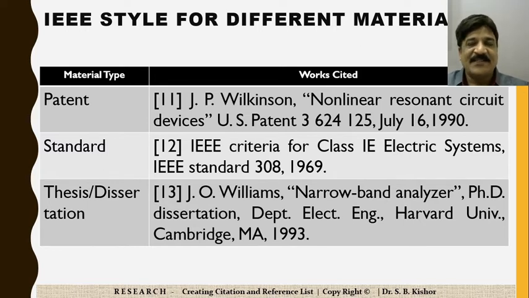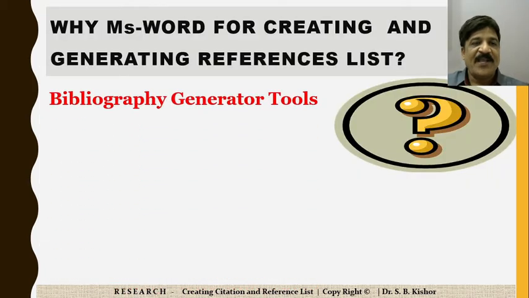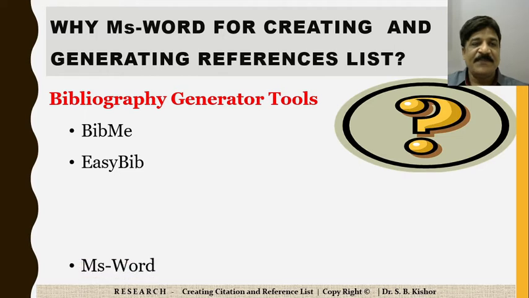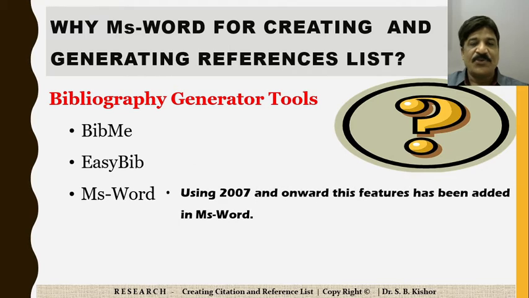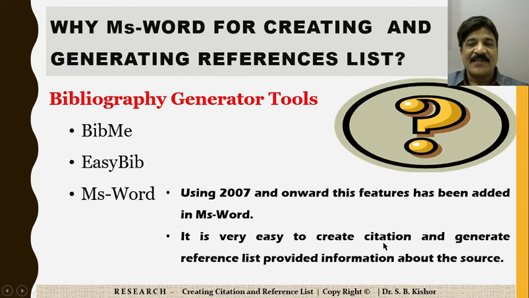Okay, and here we need tools. Okay, so what are the tools that we have? You may use BibTeX, which is also available in Google Docs. Then EasyBib. Then you can use MS Word. So why MS Word? From 2007 onward, this feature has been added in MS Word. In earlier versions, we don't have the references feature. It is very easy to create citations and generate the references list, provided you give information about the source. In order to provide the information about the source, it is very easy in MS Word.